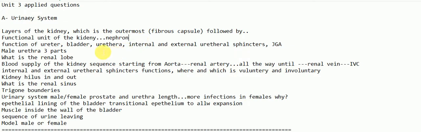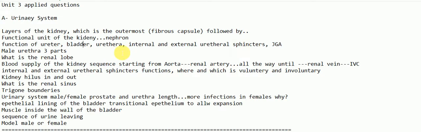Now, what is the general function? We're doing anatomy, but what's the general function of each part that we're labeling? Like we're labeling the ureter. What's the function of the ureter? To take the urine from the renal pelvis to the bladder. What's the function of the bladder? The bladder is a temporary reservoir, to temporarily store the urine until you evacuate or urinate. So it's temporary storage and urination.